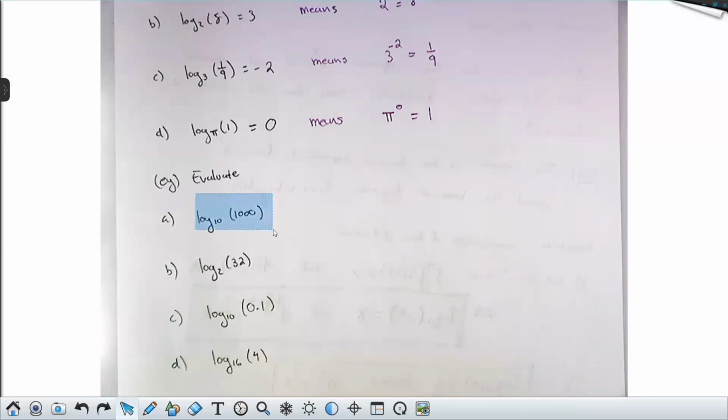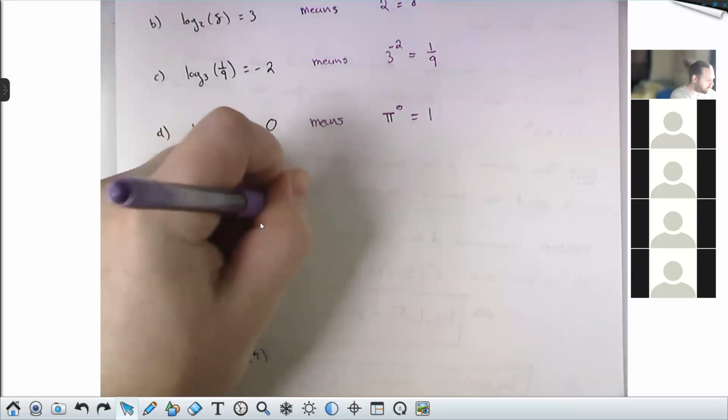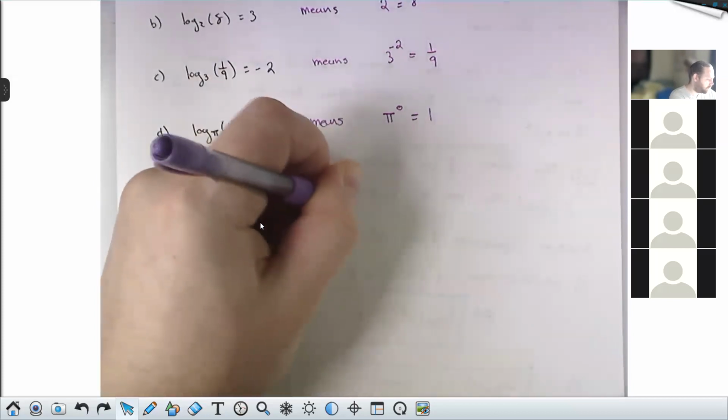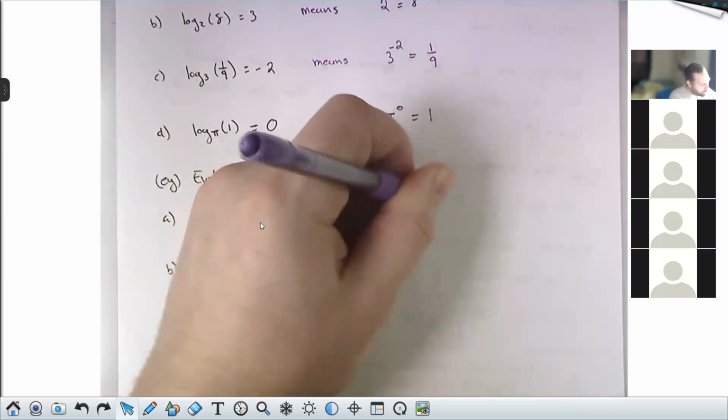I want to know, what is the base 10 log of 1,000? Whatever this is, it should be the power to which you raise 10 in order to get 1,000. So to what? Yeah, exactly. It's 3. Thank you, Jimmy. The base 10 log of 1,000 is 3 because 10 to the 3 equals 1,000.